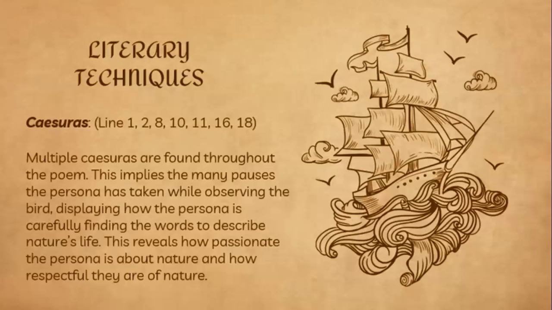A literary technique that showed up in lines 1, 2, 8, 10, 11, 16, and 18 are caesuras. Multiple caesuras are found throughout the poem. This implies the many pauses the persona has taken while observing the bird, displaying how the persona is carefully finding the words to describe nature's life.